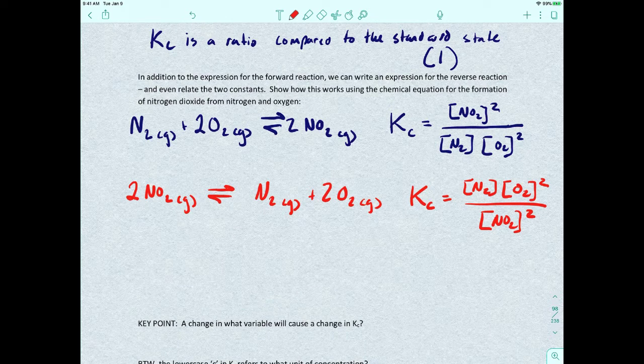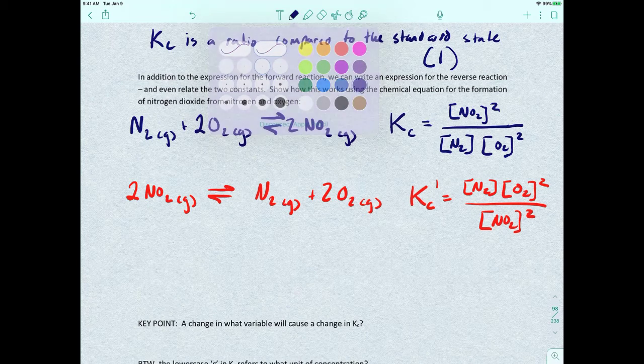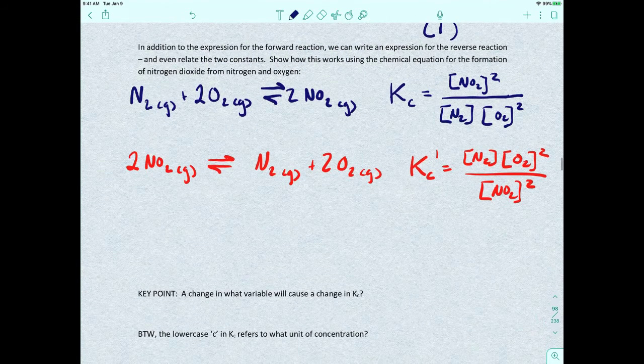Now, that's really interesting. You get this Kc for the forward reaction, and you get a Kc for the reverse reaction. There's got to be a relationship between these two. Let me change this a little bit. For the reverse reaction, I'm going to call this Kc prime, so I'm going to put a prime symbol. The reason is that I'm going to show you the mathematical relationship between these two. How are the forward equilibrium constant and the reverse related? The reverse equilibrium constant is going to be equal to the reciprocal, 1 over the forward equilibrium constant.